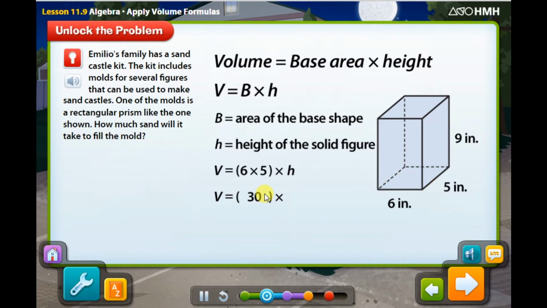What is the height of the solid figure? It's 9. Replace h with the height of the solid figure. The height here is 9. The height is 9 inches. What is the base area times the height? Okay, put the 0, then multiply 3 times 9, which gives you 27. So it will be 270 cubic inches. The base area times the height equals 270 cubic inches. So it will take 270 cubic inches of sand to fill the rectangular prism mold.